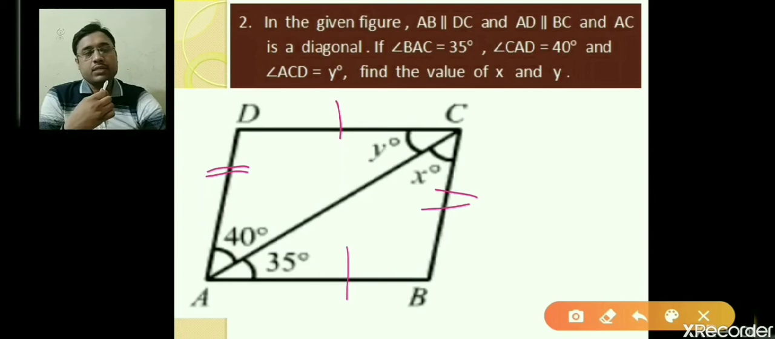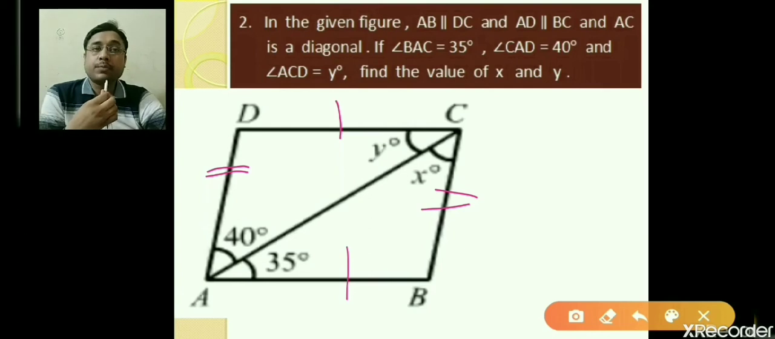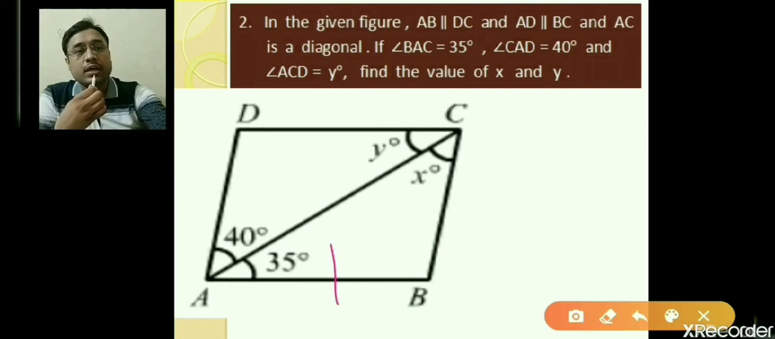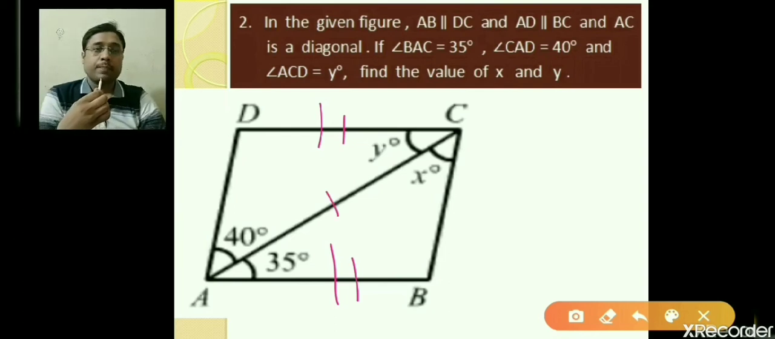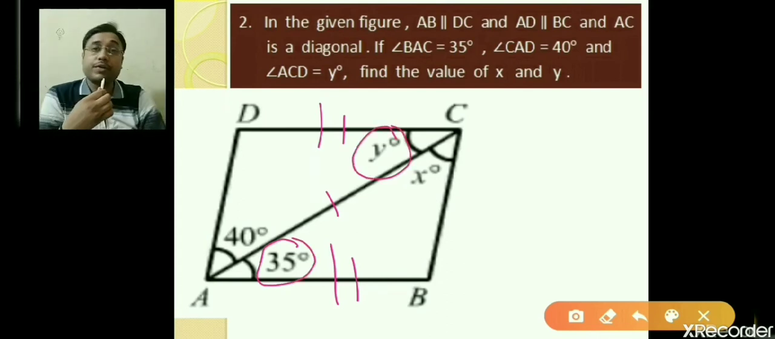You can see by the diagram that AC is the transversal line also, and it is intersecting this opposite pair of parallel lines. So if we first consider these lines only, AB and DC, then it is intersected by this transversal AC. Then we can say that this 35 degree and y degree are an alternate pair of interior angles.